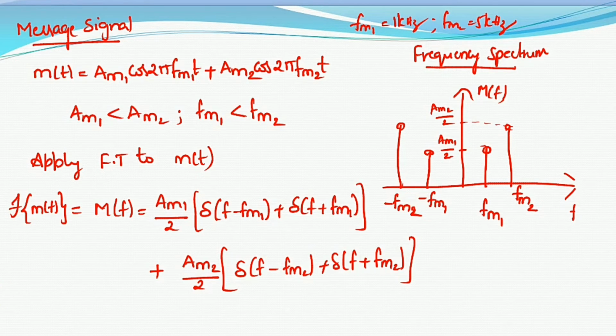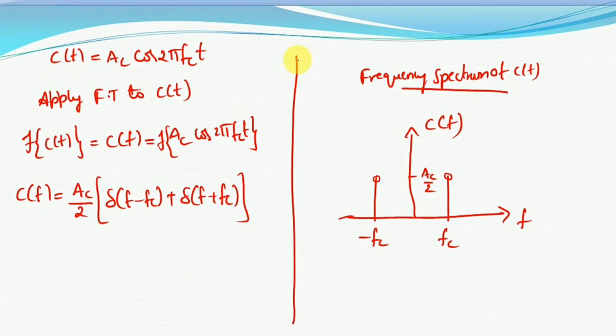Now let us see the carrier signal, and here the same procedure will be repeated. That is, we have to assume the equation Ac cos 2 pi fct. Now simply apply the Fourier transform to the carrier signal. So finally its value is Ac by 2 into del of f minus fc plus del of f plus fc.